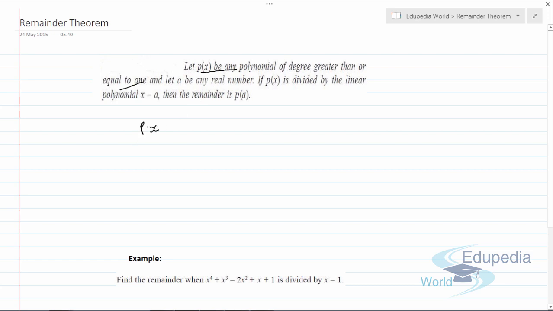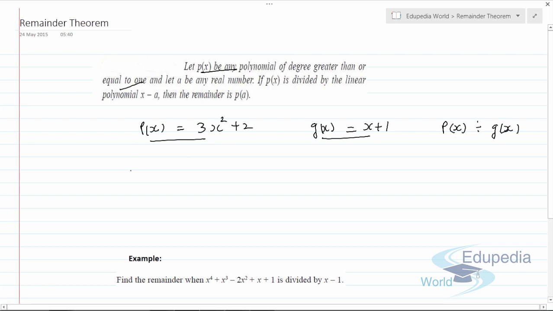Suppose we have a polynomial p of x equals 3x square plus 2, and we have another polynomial g of x as x plus 1. Now we have to find the remainder when we divide p of x by g of x. So we can do it like this. We first find the 0 of g of x. It will come out to be x equals minus 1.